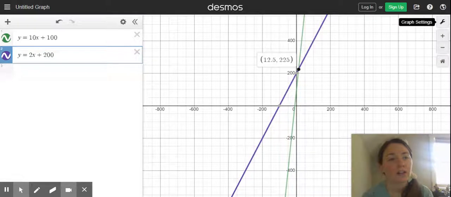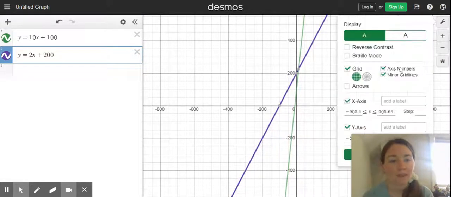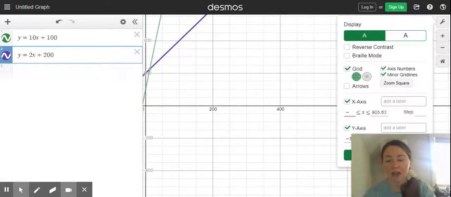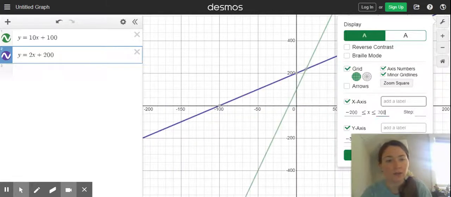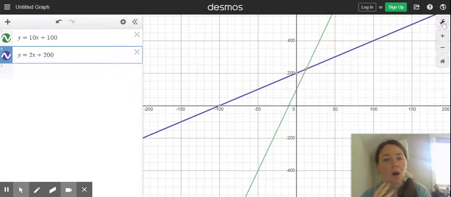To do that, we're going to click on this graph settings tool on the right hand. It's like a little wrench. And you can see that I have options here for what is shown on my x-axis. Right now, it's going all the way to negative 905. I only want it going to negative 200 and up to positive 200. Okay, so now from here, we can see we have a much better view of the graph. I can see all of the important pieces of both lines with this scale.